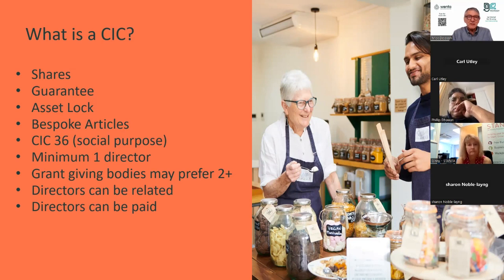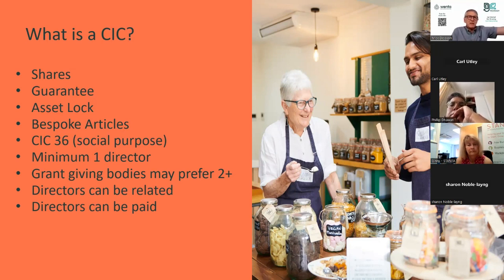So the asset lock is something that stops you giving away assets that you've been given, and you can ignore it when you're filling in your forms, because the default position is that the asset goes back where it came from. That's what the bespoke articles are. They are something that has your name in them. The CIC 36 is a statement of social purpose. Now, your statement of social purpose is personal to you. There is a brilliant example of the statement of social purpose online, which I'll show you in about 2 slides' time.